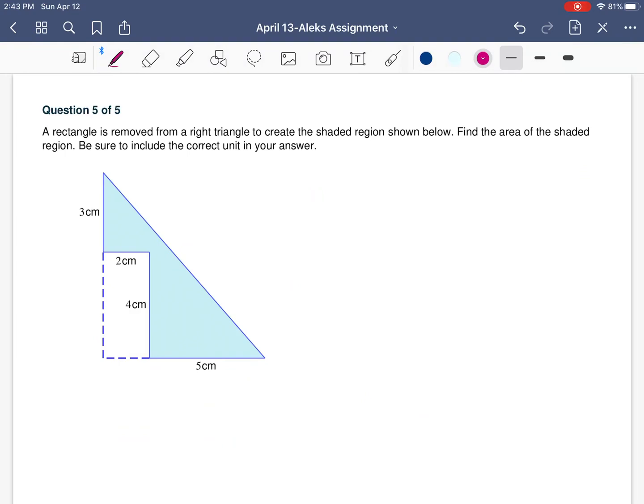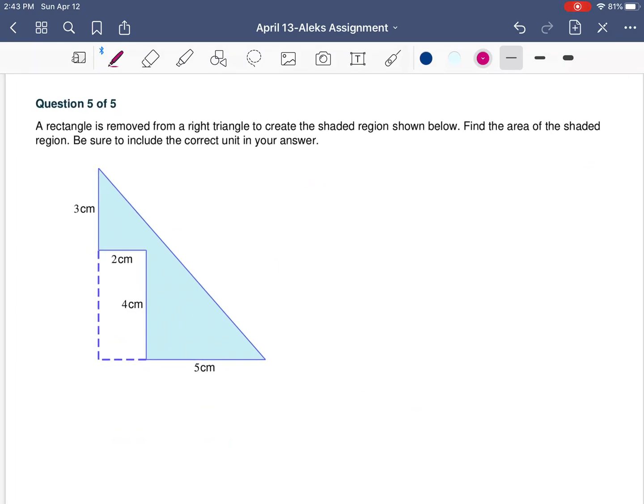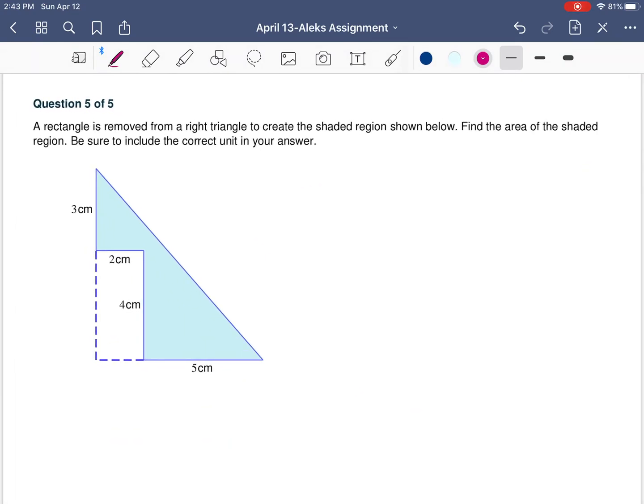And let's move on to the last one, number 5. Number 5 says a rectangle is removed from a right triangle to create the shaded region shown below. Find the area of the shaded region. Be sure to include the correct unit in your answers. So again, it's wanting us to find the area of the shaded region. And it says that this part right here would be removed from it.